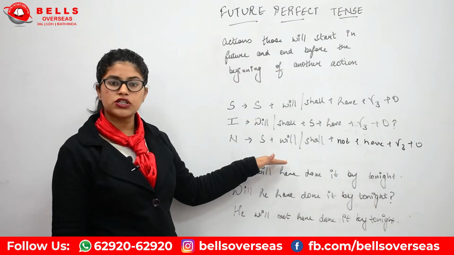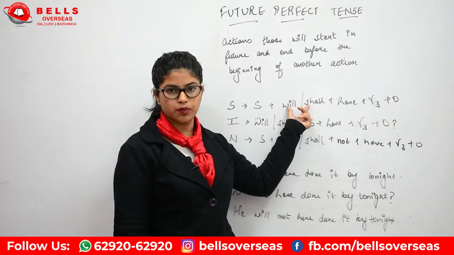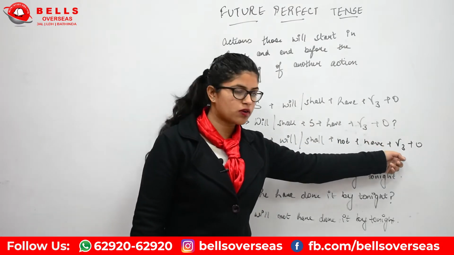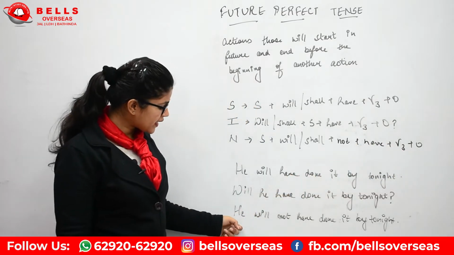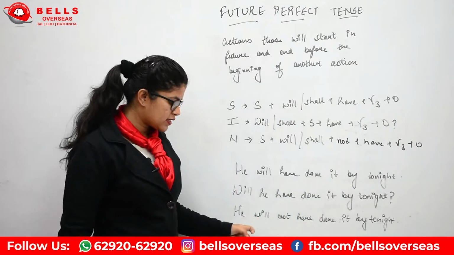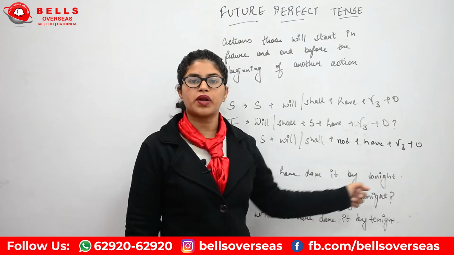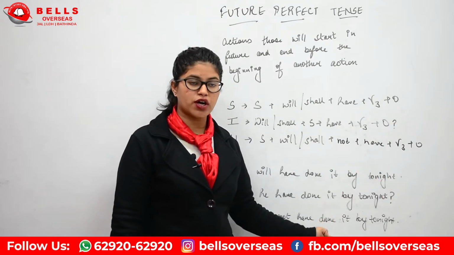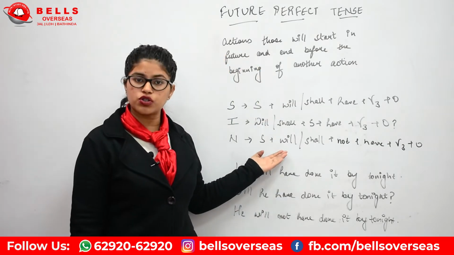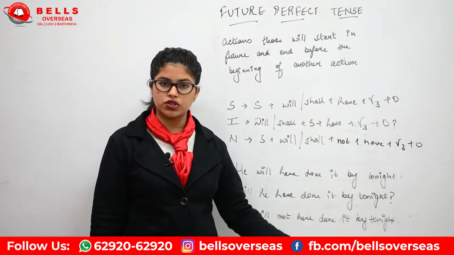Now when I have to turn it into negative, again I will just place the word not after my helping verb. Subject plus will shall plus not plus have plus verb third form plus object. He will not have done it by tonight. वो आज रात तक ये काम नहीं कर चुका होगा. I hope it's clear enough. This is all about future perfect tense. Where do we use it, how do we use it, and the examples. Now we'll move to the further type, which is future continuous tense.